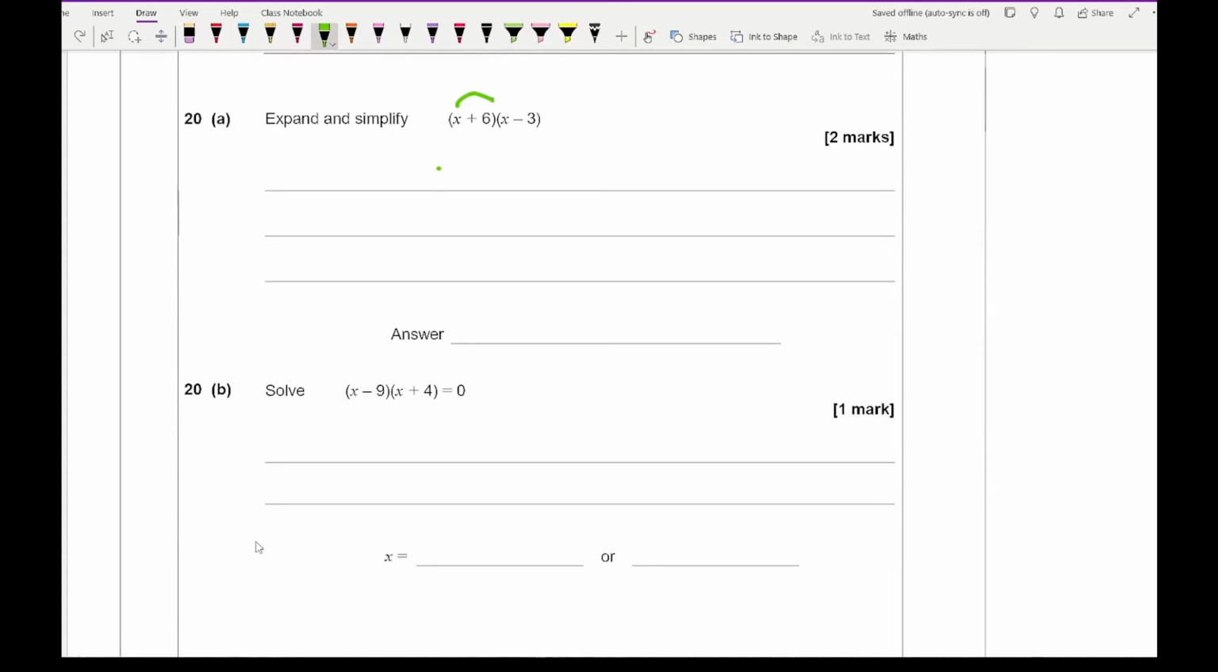Then moving on to question 20a, we want to expand and simplify. So using our loops, we get x squared minus 3x plus 6x minus 18. And then collecting the like terms of the x's, we get x squared plus 3x minus 18.